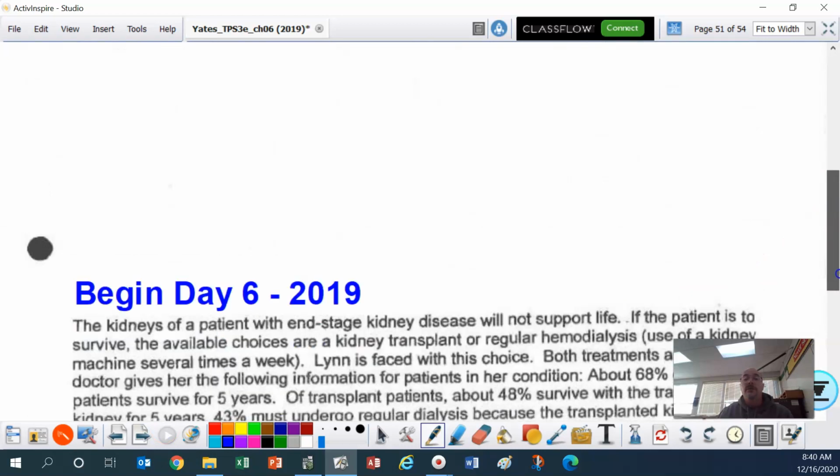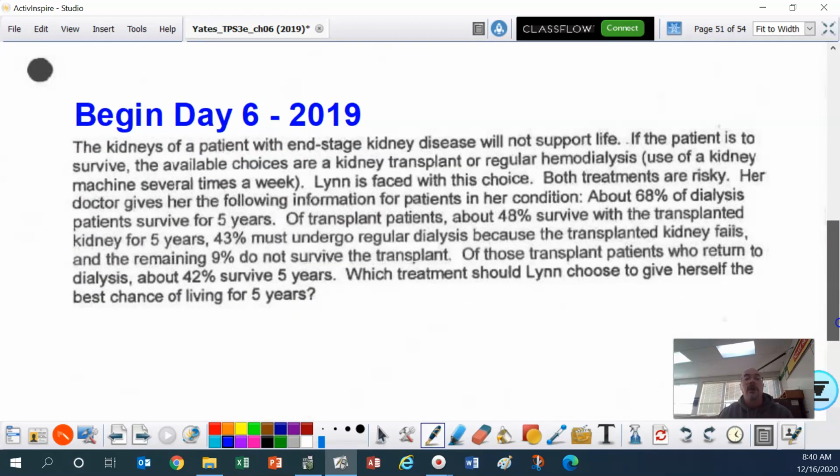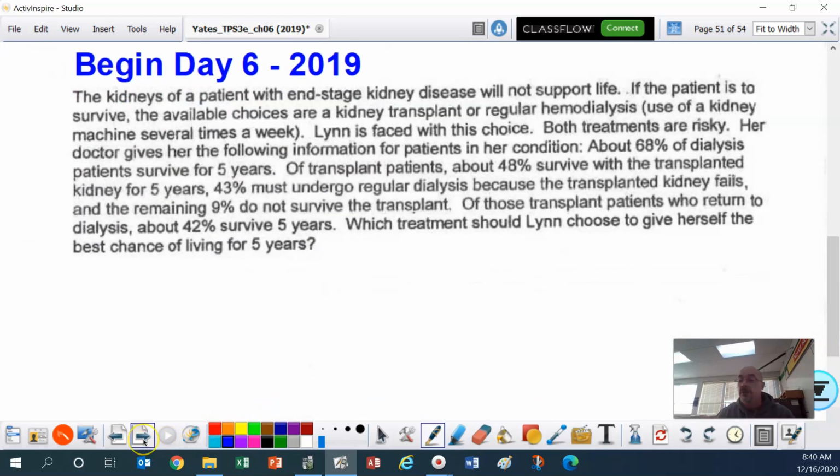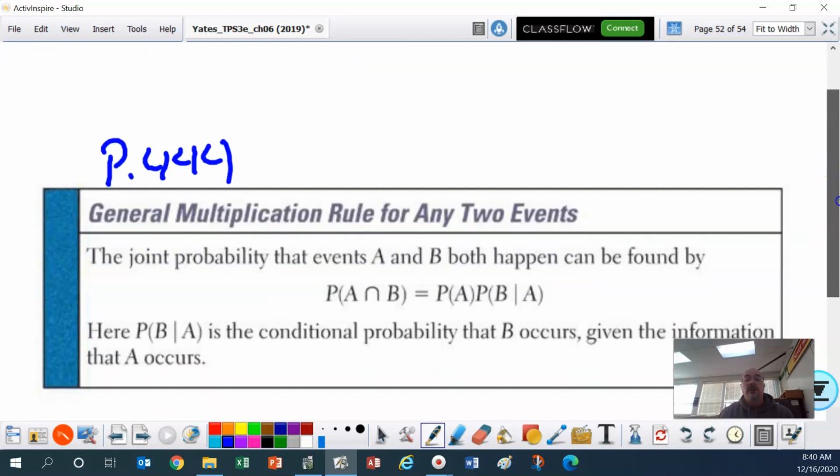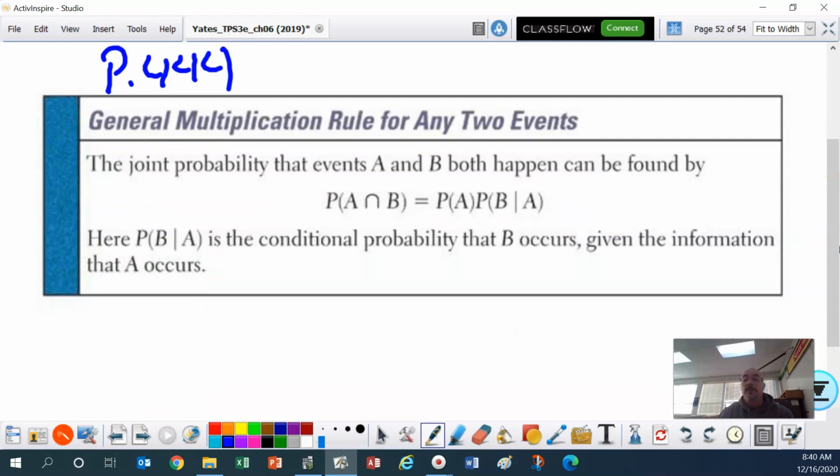Do I want to do this conditional probability? No, we're not going to do those at all. Those deal with the tree diagrams. We already did tree diagrams. So this is just a reminder: the general multiplication rule for two events.